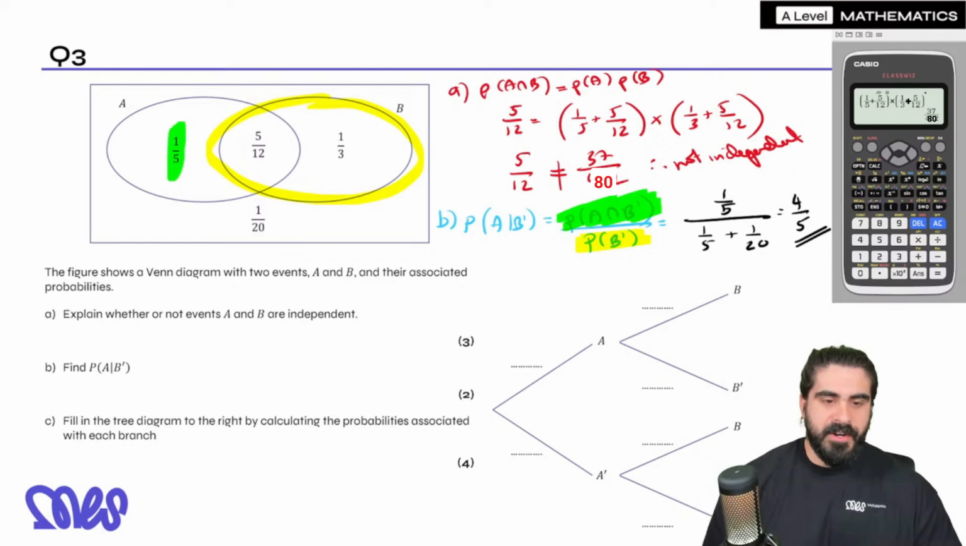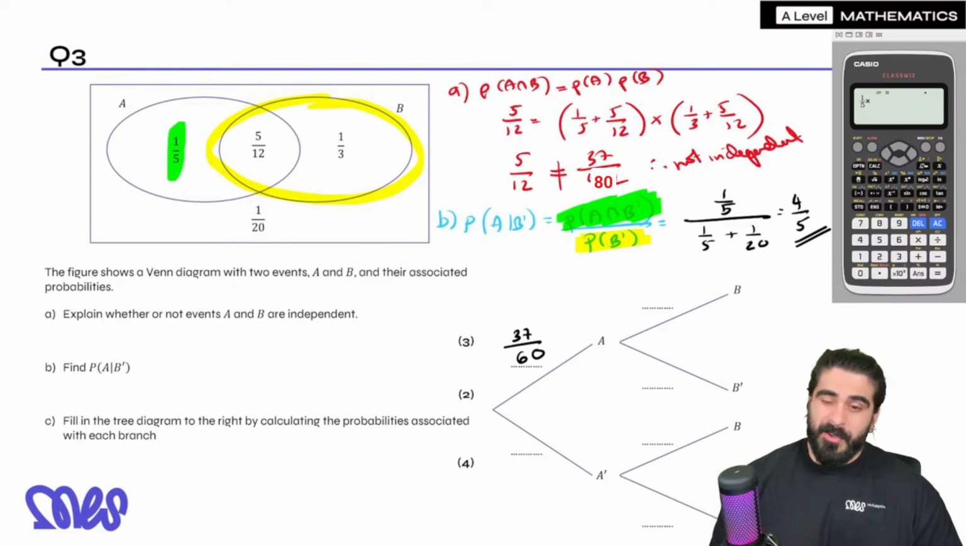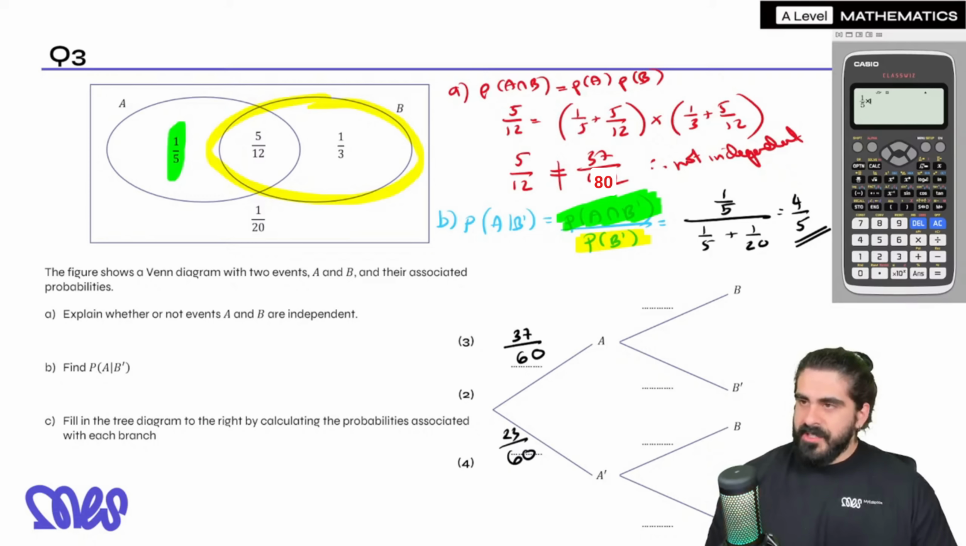Fill in the tree diagram to the right by calculating the probabilities associated with each branch. Well, we know what the probability of A is. Probability of A is going to be a fifth plus 5/12. 37/60. Then not A will be 1 minus that. 23/60. Now guys, can you tell me what this branch would be? What's that the probability of? So for example, this is the probability of A. Who can tell me what that branch is?